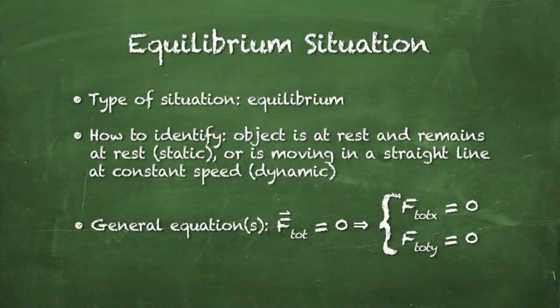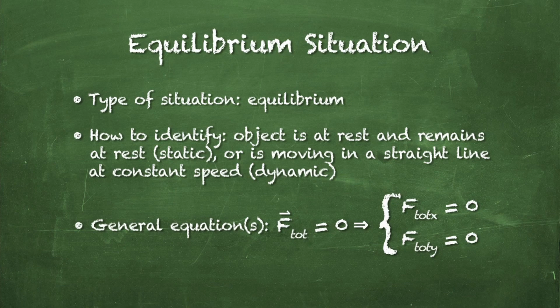So that gives us our first type of situation, which I will call an equilibrium situation. We will have several of these types of situations as we go on through the course. This is just the first. So the first type of situation is equilibrium.